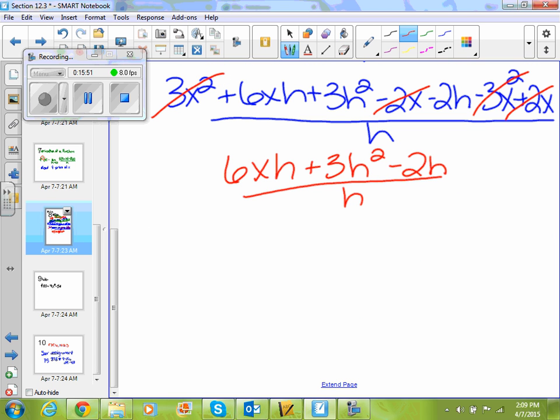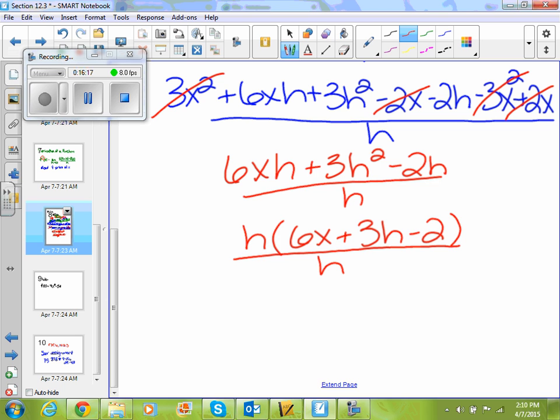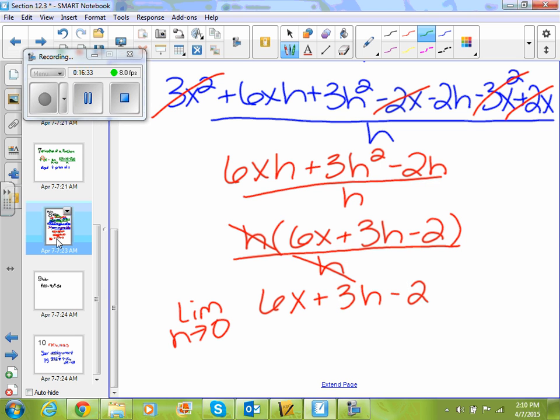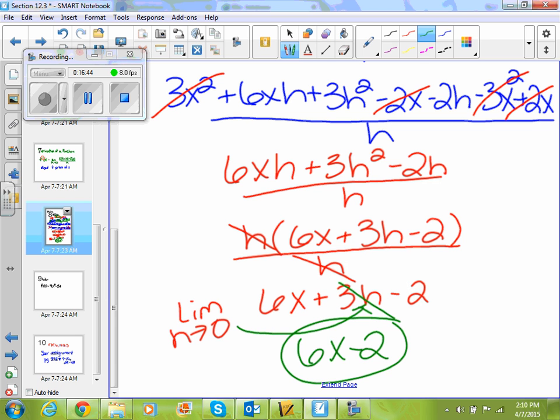And so what can I factor out of the top? H, okay, thank you, Mikey. So h comes out of that, so I have 6x plus 3h minus 2, all divided by h. So my h's cancel. And I'm left with 6x plus 3h minus 2. And once I have that, I can direct sub 0 in for h. 3 times 0 is 0, so that cancels. So 6x minus 2 is my derivative.